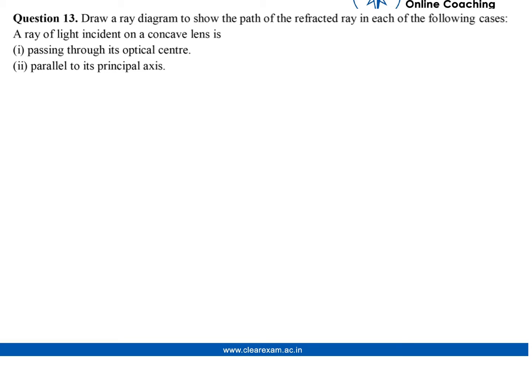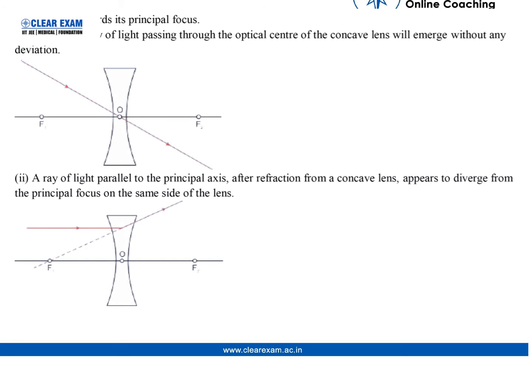The question is, draw a ray diagram to show the path of the refracted ray in each of the following cases. A ray of incident light on a concave lens is, first, passing through its optical center, second, parallel to its principal axis. So let's see how the figures will be formed. The first one is passing through the optical center of the concave lens.